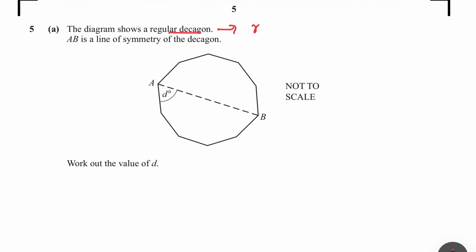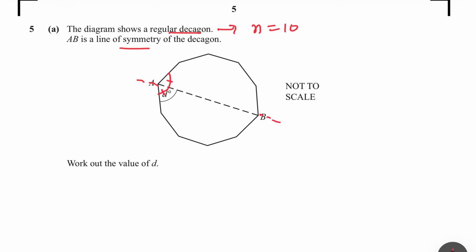Now next, number 5, we have the diagram shows a regular decagon. A decagon is a polygon having 10 sides, so n is 10 here. AB is a line of symmetry of the decagon. Work out the value of D. Now if you see, D is half of an interior angle. So if we find one interior angle and halve it, we will get D, because this angle and this angle are the same, since this is a regular decagon and AB is a line of symmetry, so it will divide the angle into 2 equal parts, right?